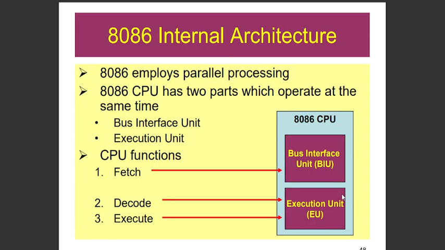8086 employs parallel processing. 8086 CPU has two parts which operate at the same time: bus interface unit and execution unit. Coming to the CPU function, the fetch operations are performed by the bus interface unit, and the decode and execution process is performed by the execution unit.